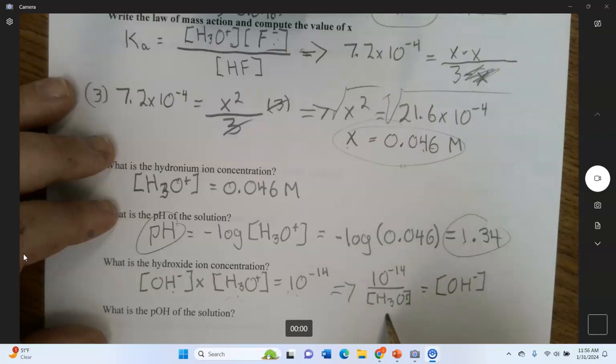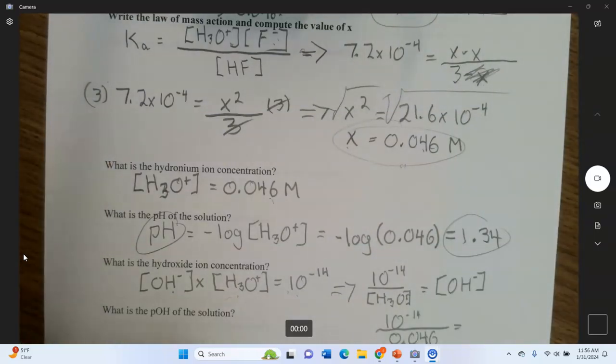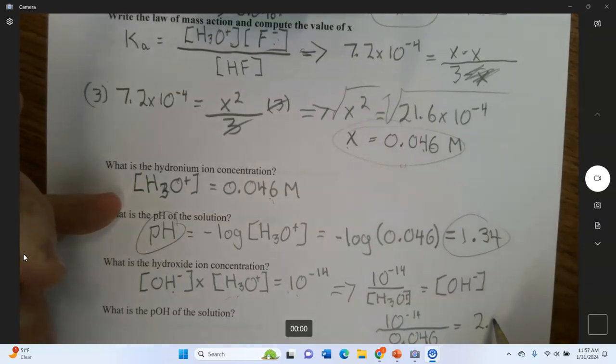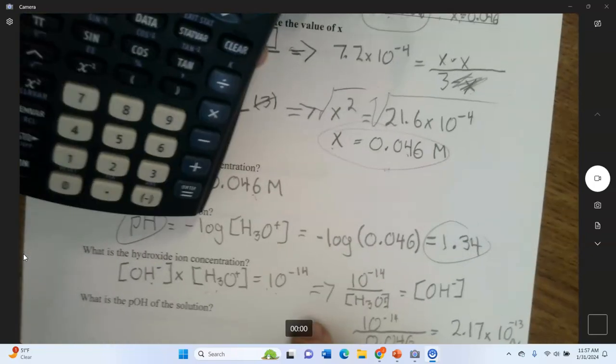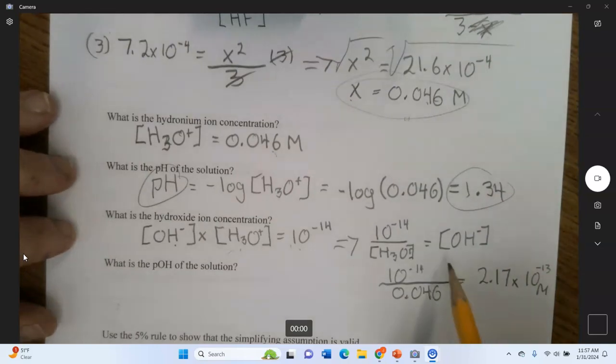Okay, so this is going to equal 10 to the minus 14th over this number, the hydronium ion concentration. And that is going to give us this very small concentration. If it's primarily an acidic solution, it's going to have a very small concentration of hydroxides. So that's 2.17 times 10 to the minus 13th molar. All right, that's the hydroxide ion.